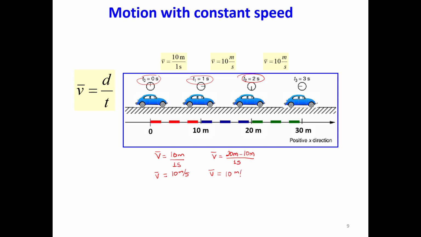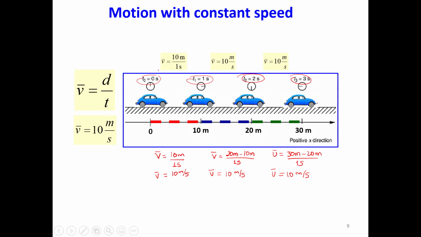We will do the same in the last segment: 30 meters minus 20 meters, and 3 minus 2 seconds is 1 second. Then the average speed is 10 meters per second. We can see the average speed in each segment is 10 meters per second, which means this car was moving at constant speed.